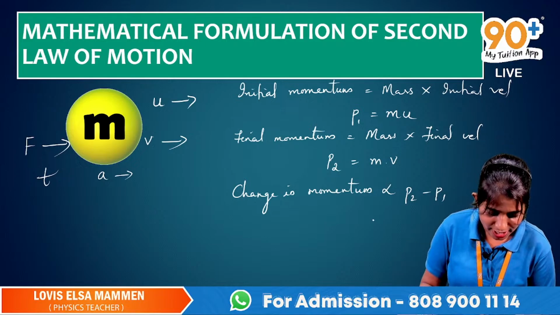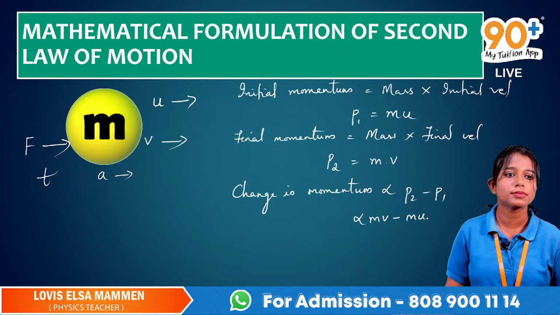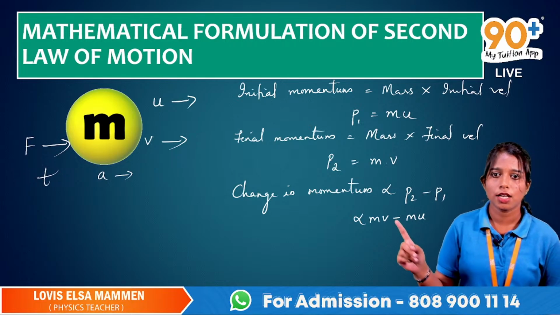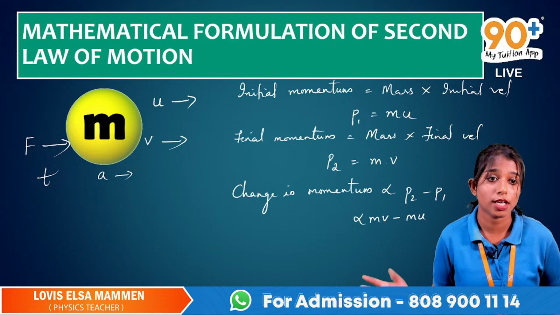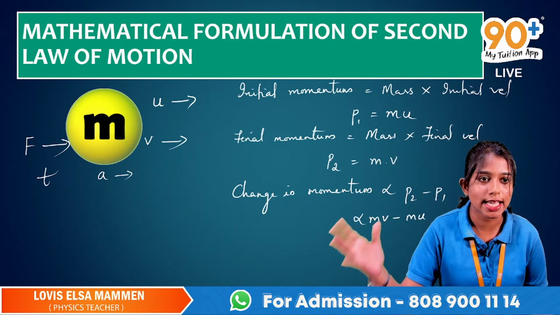So it is mv minus mu. Yes or no? P2 minus P1. So mv minus mu. Is it correct? Yes. So this is the change in momentum. This is change in momentum.